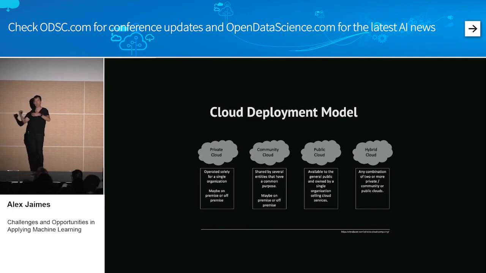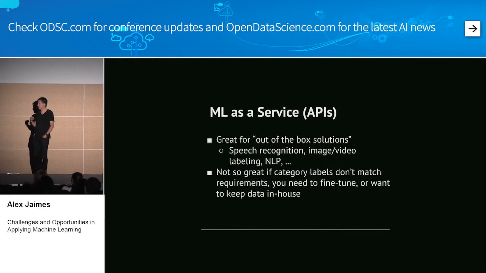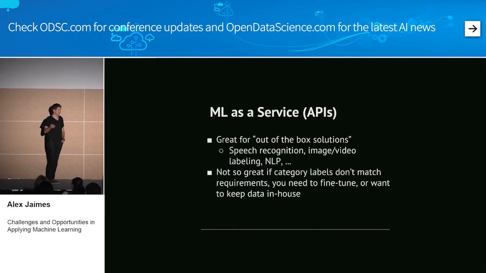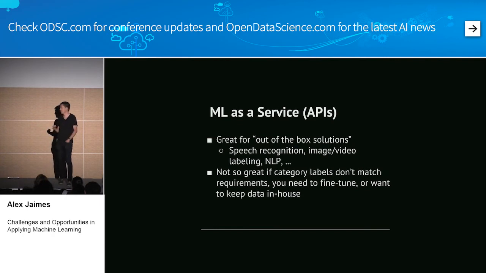And then a hybrid cloud where you have a combination of the two. So in doing data science or machine learning in general, one of the options is obviously to look at the API, so the ML as a service layer. And it's often a question like, oh, should I just use the API or not?